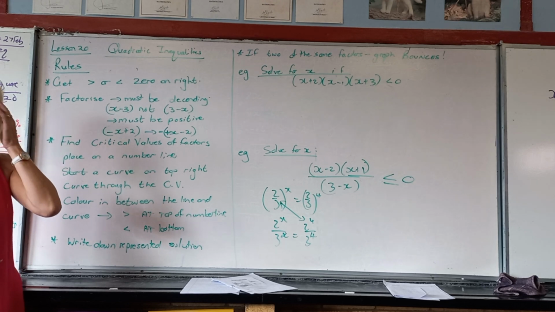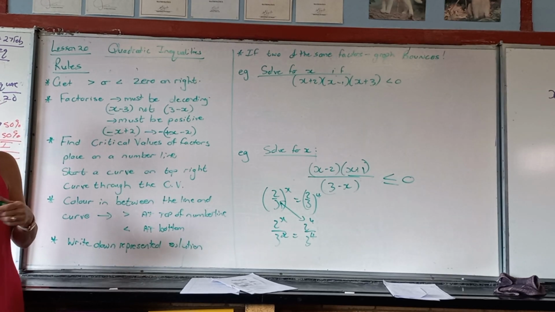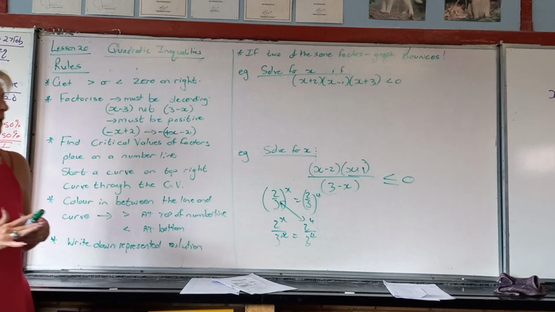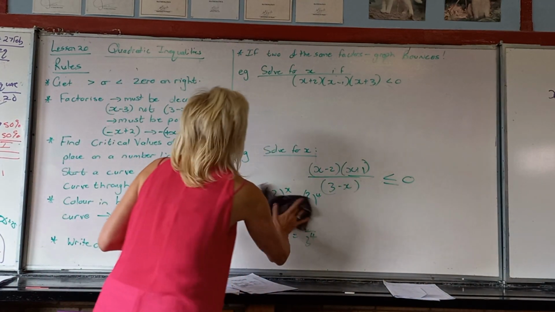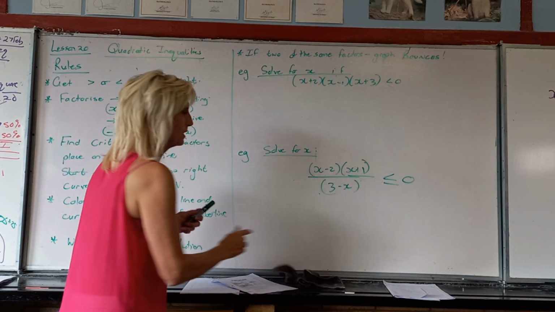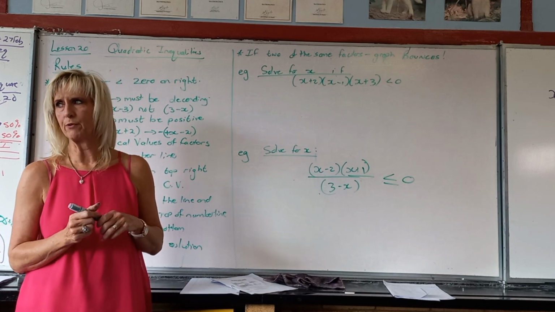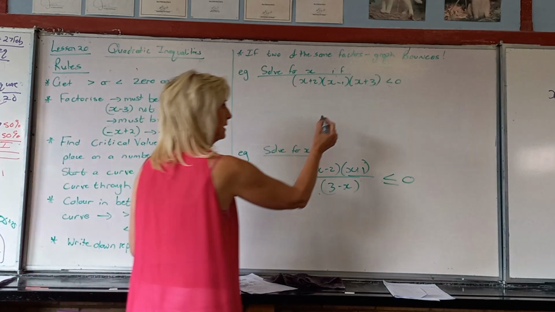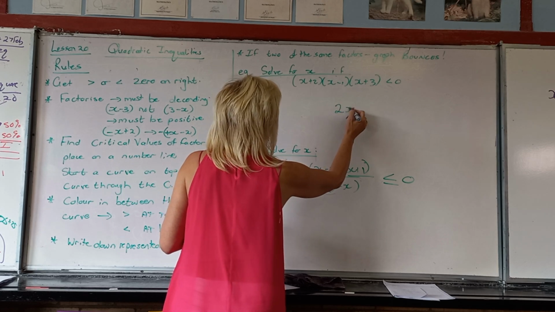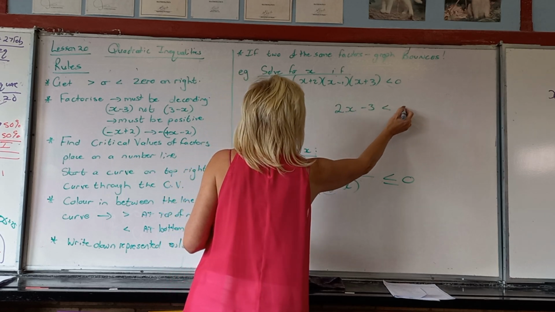Inequalities, this is now lesson 20. Quadratic inequalities generally are something like quadratic equations, but they've just got an inequality sign. Now you've done inequalities before in your life. You've done linear inequalities, like for instance, 2x minus 3 is smaller than 0.